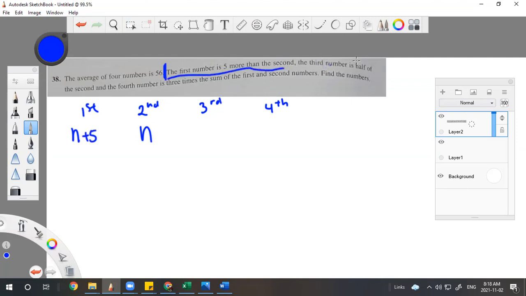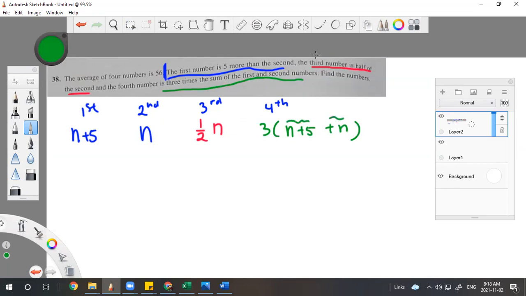The third number is half of the second. Kenapa? Enggak jadi kepencet. Okay. The third number is half of the second. And the fourth number, I kasih warna lain-lain. It's 3 times the sum of the first and the second number. Right? This is the first number and the second number.